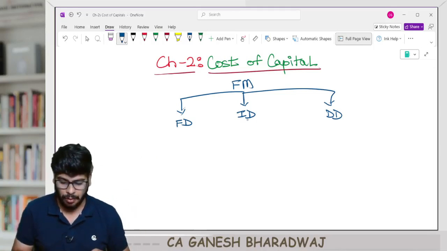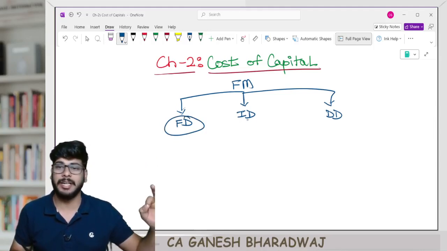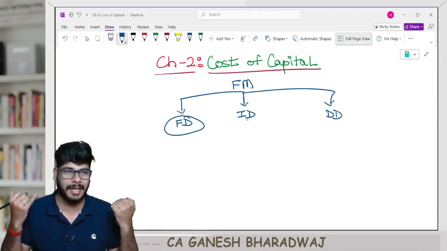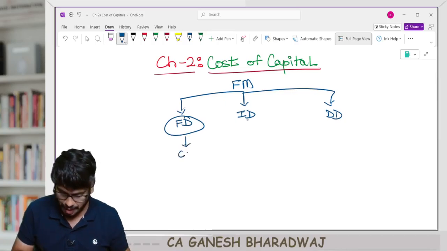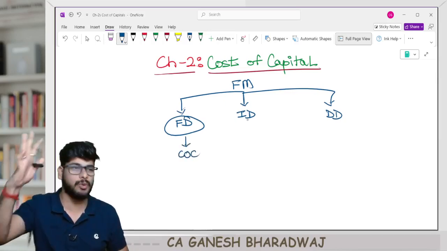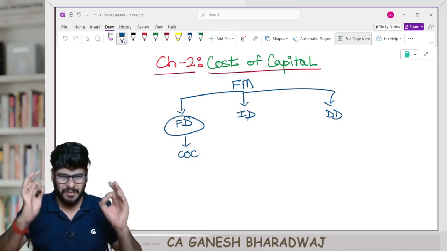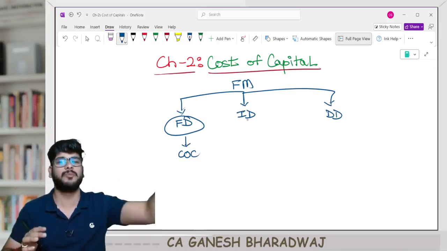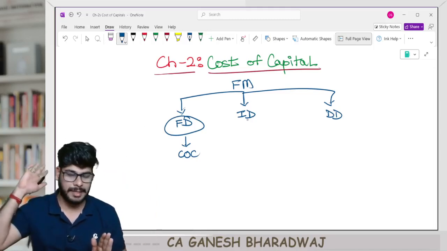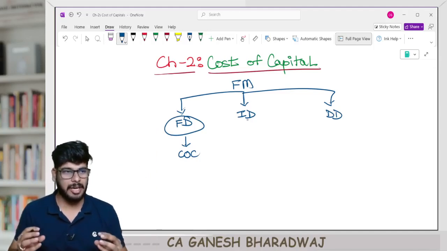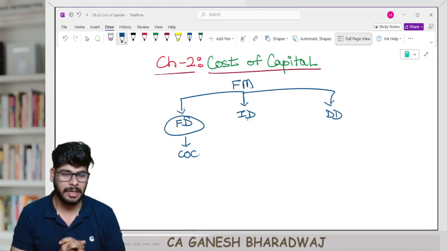Correct? Now, what do you mean by financing decisions? Those decisions which are taken towards the fundraising activity. Yes, guys. And this chapter, cost of capital, squarely fits into the category of your financing decision. Are you clear with this? First thing that you need to know is which objective are we achieving in this chapter. So this chapter relates to what? Fundraising activity. Clear with this, guys?